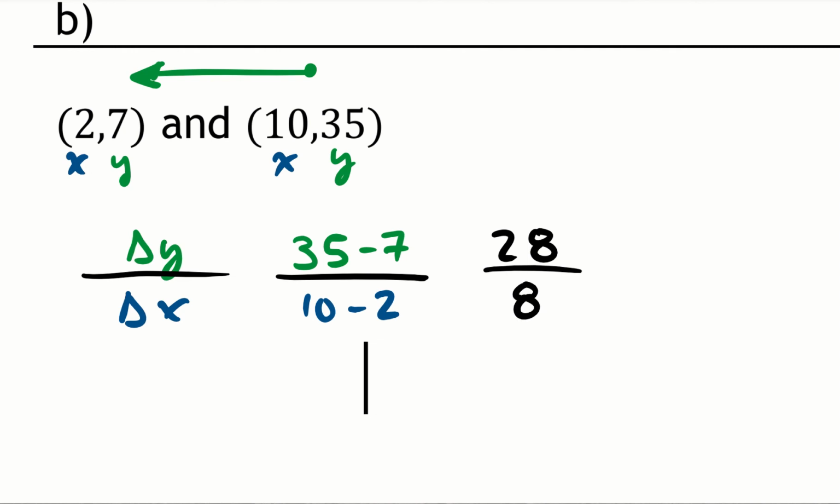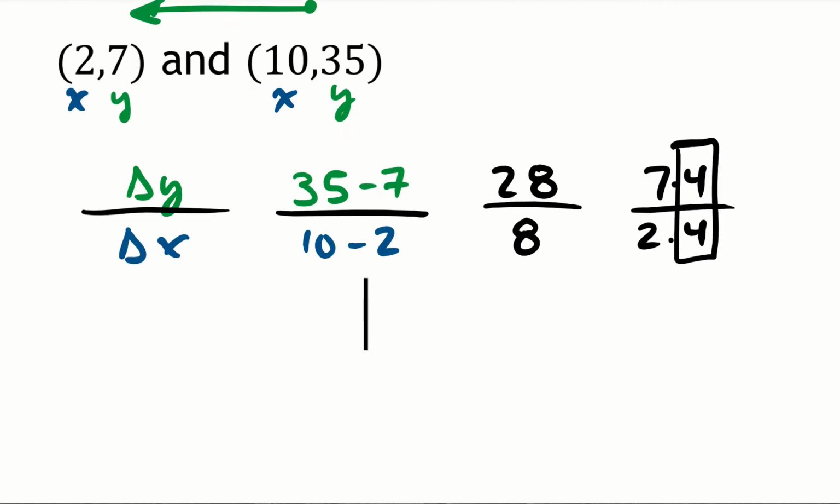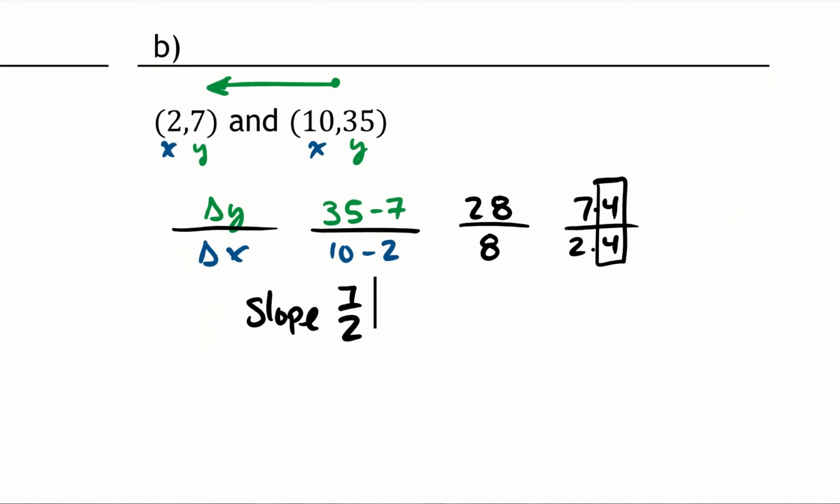So there's my slope. Yuck. Pretty sure both of those are divisible by 4. In fact, I'm positive of it because 4 times 7 is 28, and 2 times 4 is 8. So there is a giant one there I'm going to eliminate. And my slope then I'm going to write down is equal to 7/2. Okay, part of the way there.